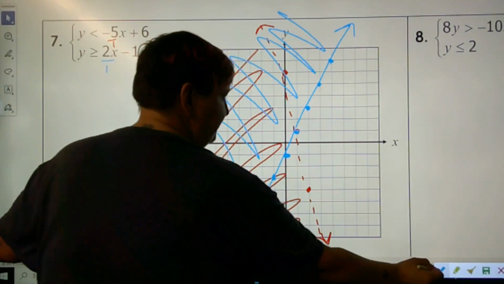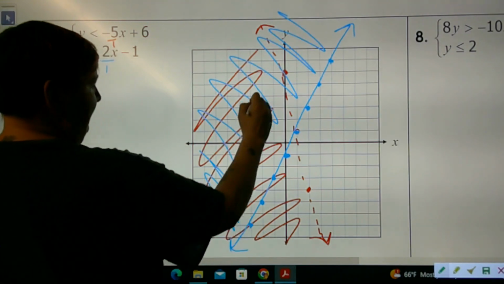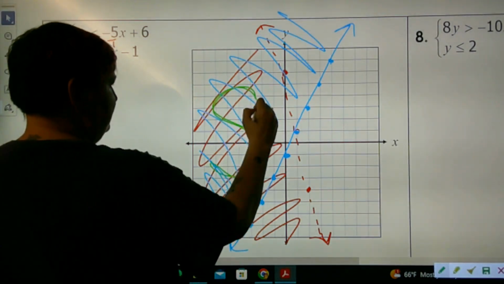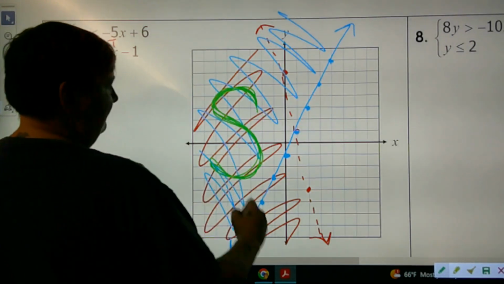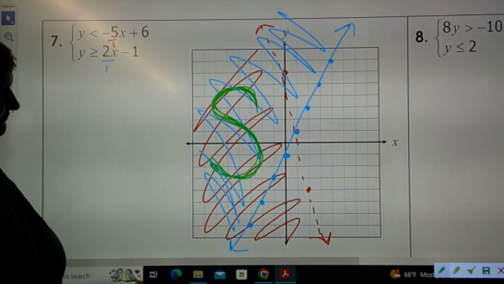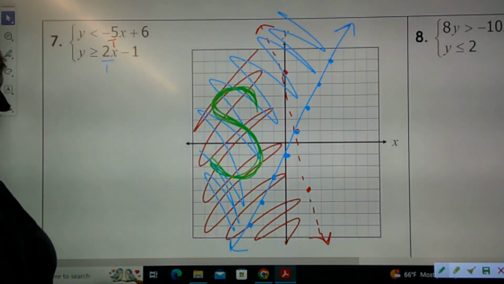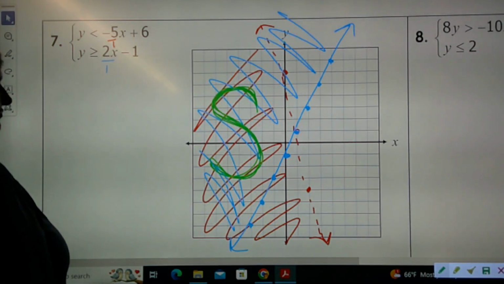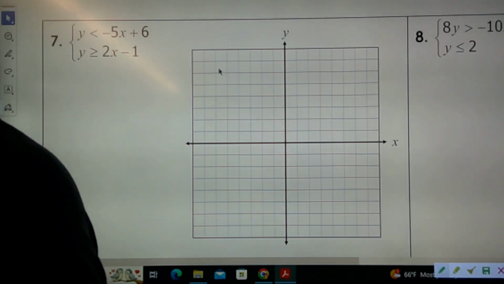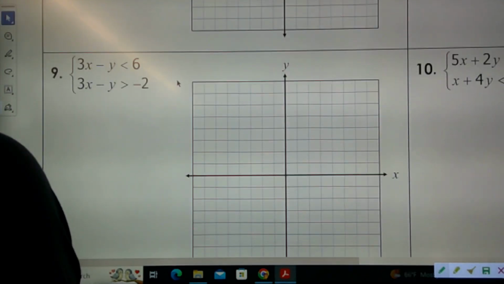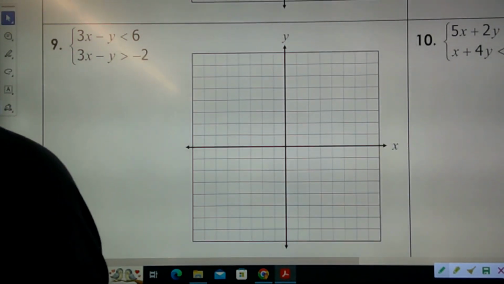So your solution set is right here where it overlaps, right? This is your solution set. Right here where it overlaps. Okay? Fine?